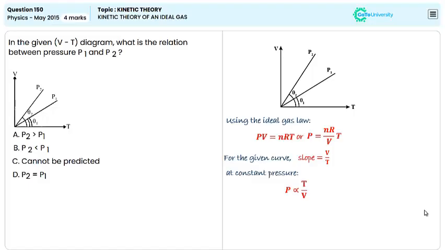So we can write P is proportional to 1 by tan theta, where theta is the angle the line makes with the temperature axis T.